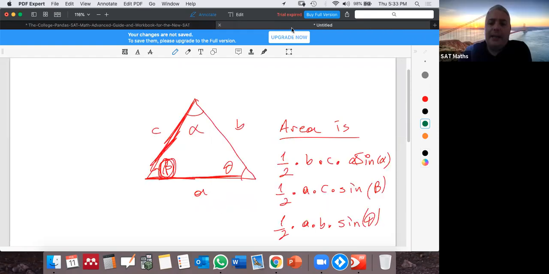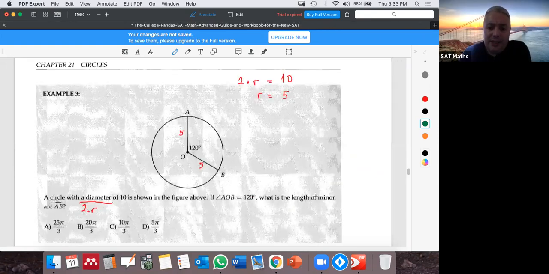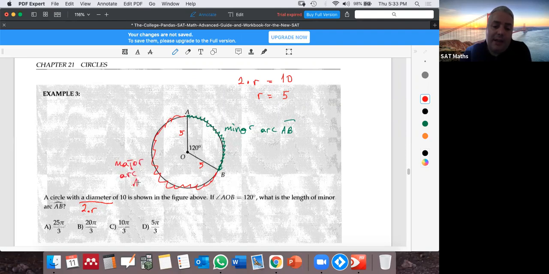Now let's go back to our question. In the question, it says the length of the minor arc. By eye observation, it's clear that this is the minor arc. Why? Major means this one, the longest, largest one. Major arc AB. So our question is to find this length. The rule is simple: the central angle divided by 360 times 2 pi r. This is the rule for the length of the arc. We have to know this.